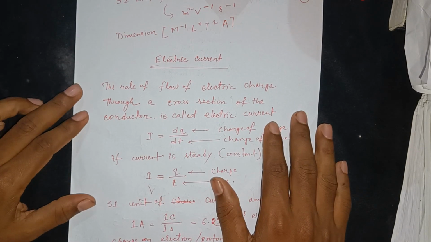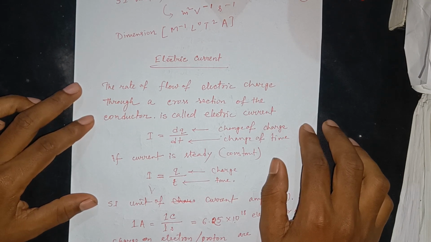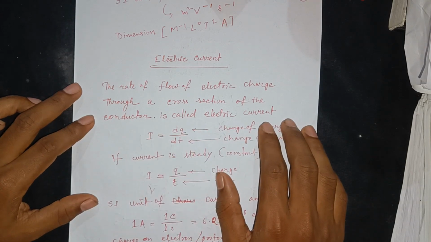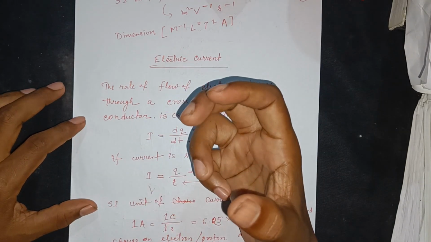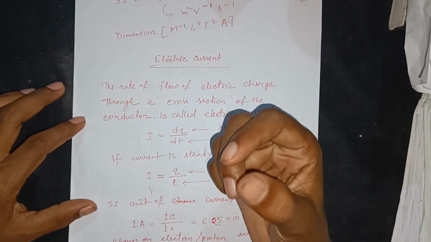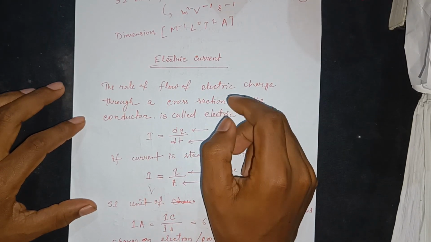The rate of flow of electric charge through a cross section of a conductor is called electric current. Electric current হল কোনো এটা কন্ডাক্টৰৰ মাজেৰে ইউনিট ক্ৰছ সেকশনাল এৰিয়াৰ মাজেৰে যিমানখিনি ইলেক্ট্ৰন পাছ কৰে পাৰ ইউনিট টাইমত, that is called electric current.